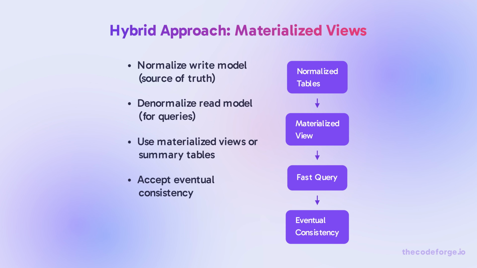You don't have to choose one extreme. The battle-tested pattern is normalize your write model and denormalize your read model. In PostgreSQL, use materialized views. In MySQL, use summary tables updated via triggers or scheduled jobs. This gives you data integrity on writes and fast reads at the cost of eventual consistency.